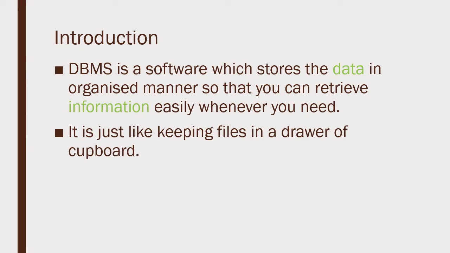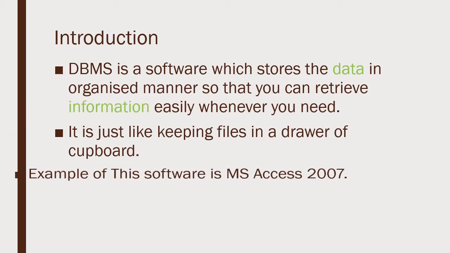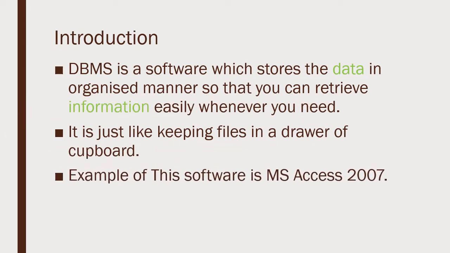It is just like keeping files in a drawer of a cupboard. Why are we keeping the files in the cupboard? Because it's easy to get them from there. If we keep them anywhere, then we will not get them easily when we need them. So that's why we arrange our records or anything in a proper way so that we will get them easily when we need them. An example of this software is MS Access 2007.